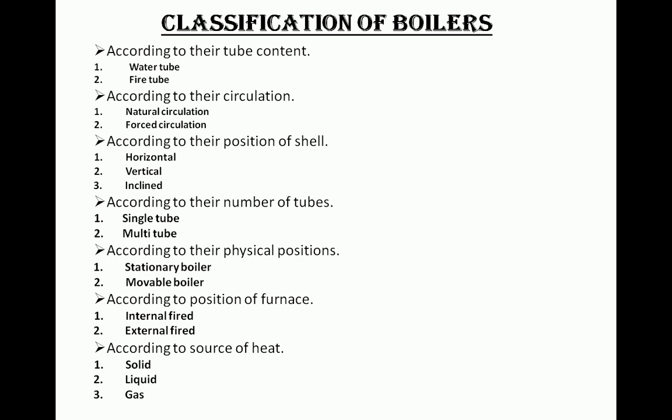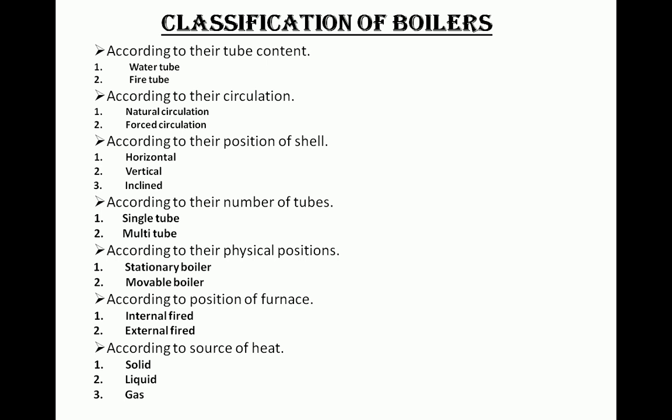Next category is according to their circulation. First is natural circulation and second is forced circulation. Natural circulation means water circulates from hot to cold region due to temperature difference, and in forced circulation water flows due to convection. Next classification is according to their position of shell. Shell may be horizontal, vertical, or inclined at any angle. Next is according to their number of tubes. Boilers may be classified as single or multi-tube.